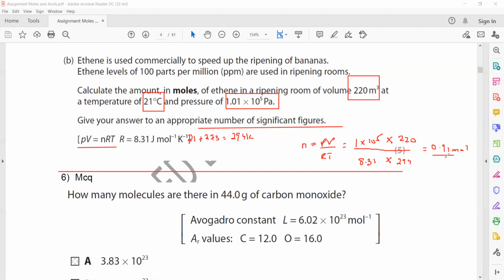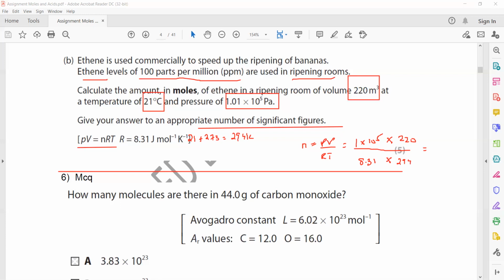This 0.91, because we need the moles of ethene here, as you can see, this part. They mentioned that ethene is used commercially to speed up the ripening, and calculate ethene level is 100 parts per million in the ripening group. So these are the number of the particles, but ethene will be 100 parts per million. That's a concentration of ethene is given.